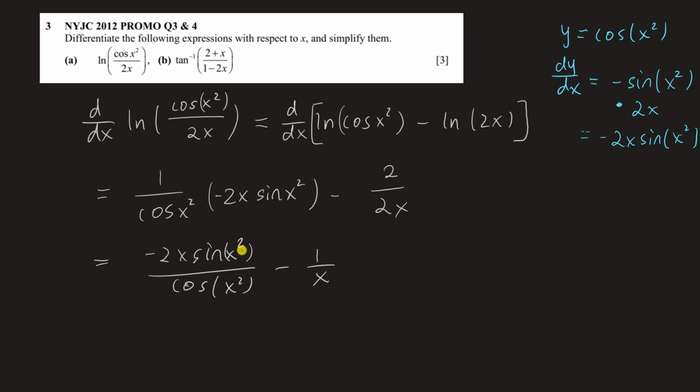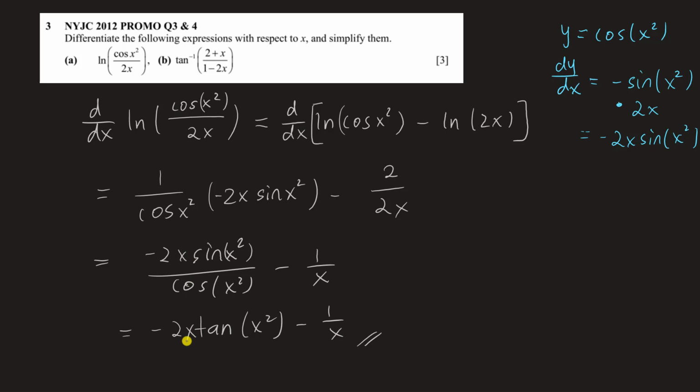Sine something over cosine something gives us tangent x squared minus 1 over x. And that's the answer for the first one. Oh, sorry, I left out the x here. Yeah, so that's actually an x.